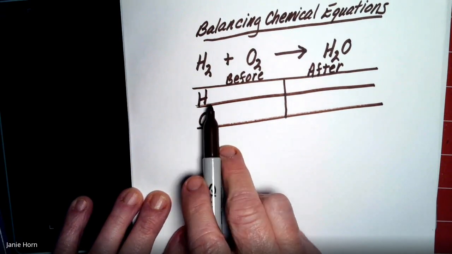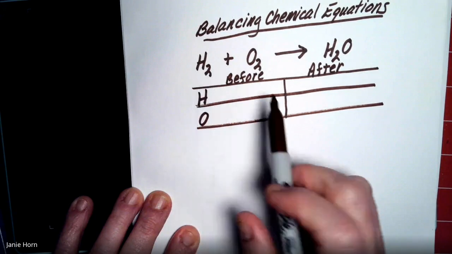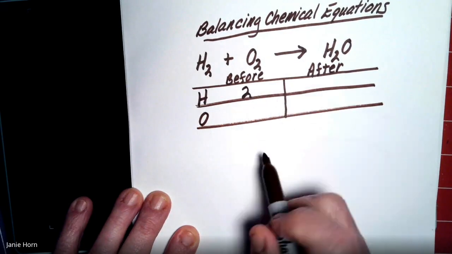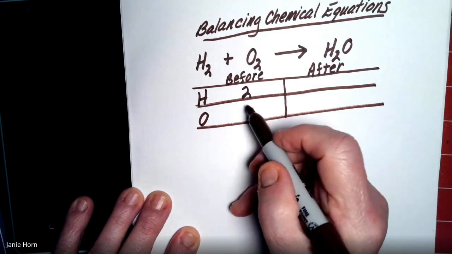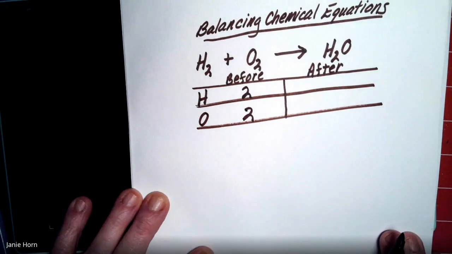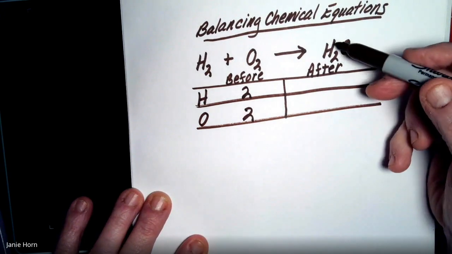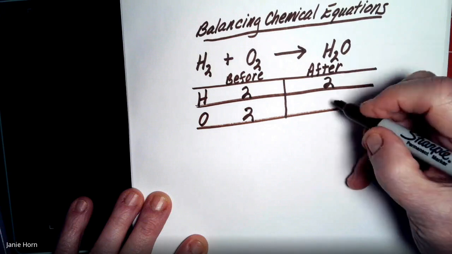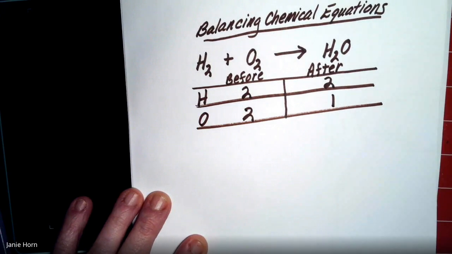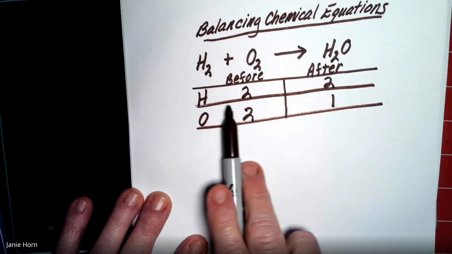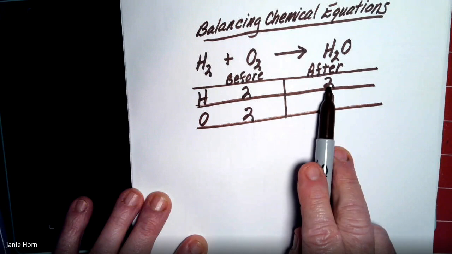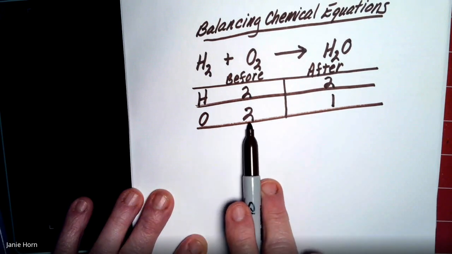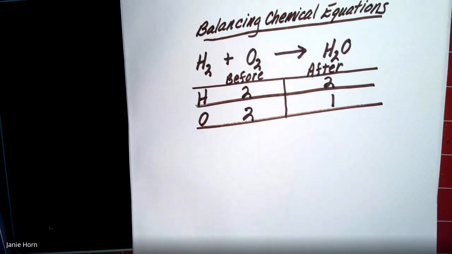When I look over here, I see 2 hydrogens, so I'm going to come over here and put a 2. And this means 2 oxygen, so I'm going to put 2 oxygen. And then over here on this side, I have 2 hydrogen, but I only have 1 oxygen. So by looking at that real quick, I can see, oh, well, my hydrogens are already balanced. I just need to get my oxygens to balance, right?